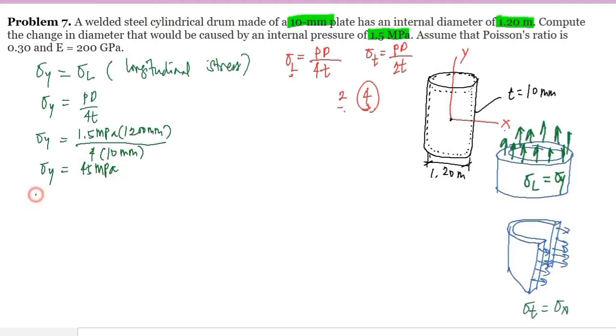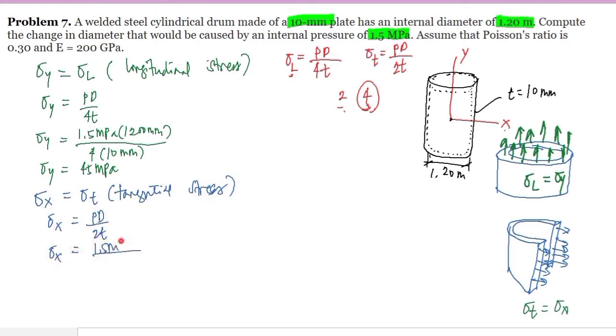Now for the tangential stress, that is sigma x. The tangential stress is equal to PD over 2T, and that is P, which is 1.5 megapascal, multiplied with the diameter 1200 mm over 2 times 10 mm. So we have here the stress in x, and we know that the tangential stress is twice that of the longitudinal stress, and that would give us 90 megapascal.